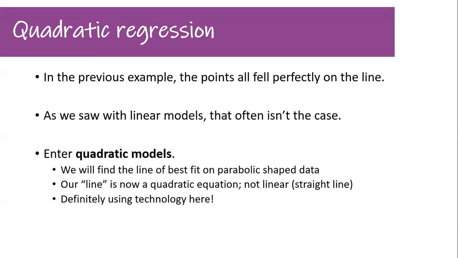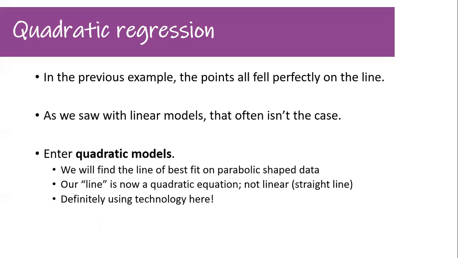Now, in our earlier example that we just did, our points fell perfectly on the parabola. So the parabola went directly through all 3 points. As we saw with linear models, though, that's not always true, right? Real data tends to be messy, and they're not going to all fall perfectly where predicted every time. Just like we made linear models that were approximate, we can also approximate quadratic models. Essentially, we're still finding the curve of best fit, but now we have parabolic shaped data. So we're using a quadratic instead of a linear model.